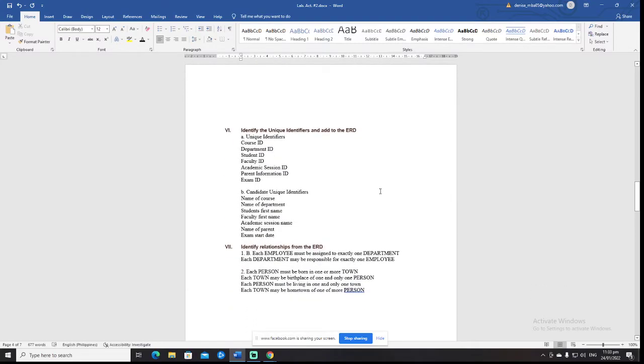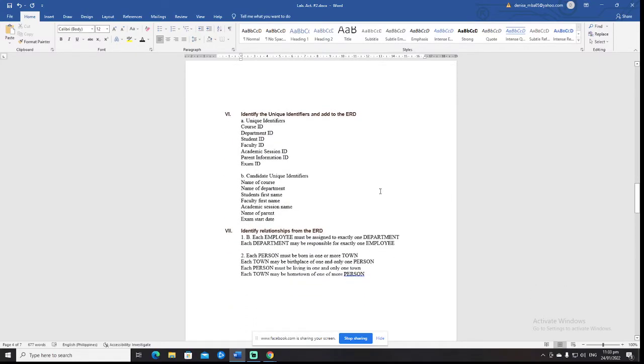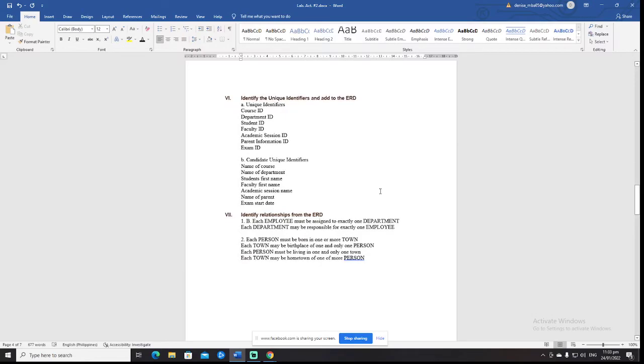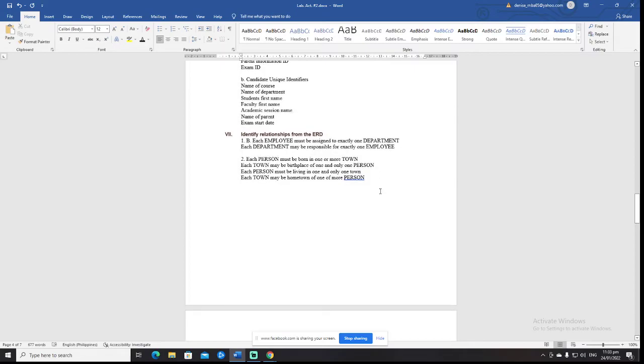In identifying the unique identifiers and adding them to the ERD, I choose all the IDs in that table. They are the only ones that are different. Also important next are the candidate unique identifiers. They are only candidates because they are the second most important attribute. I mean entities.